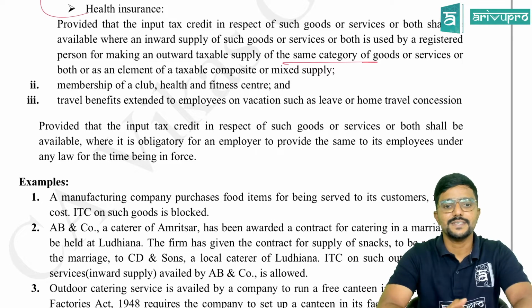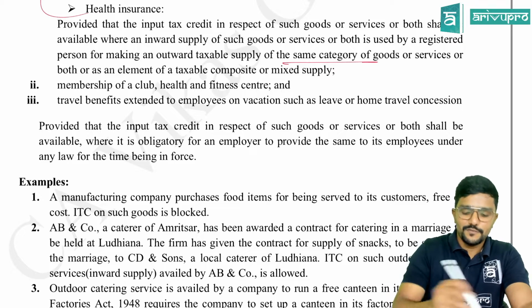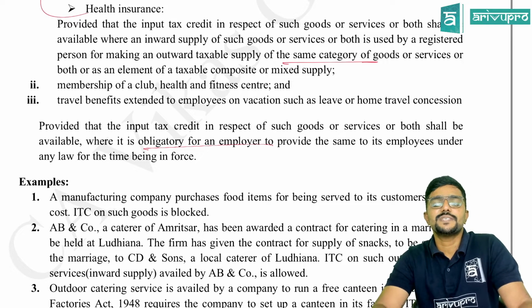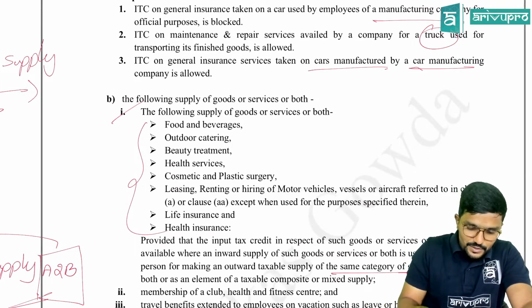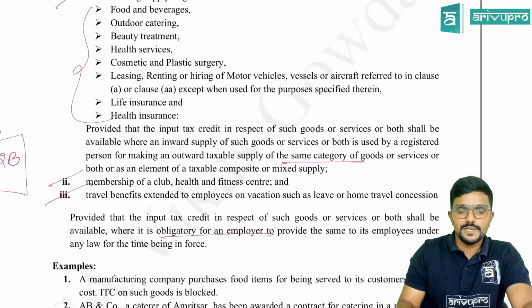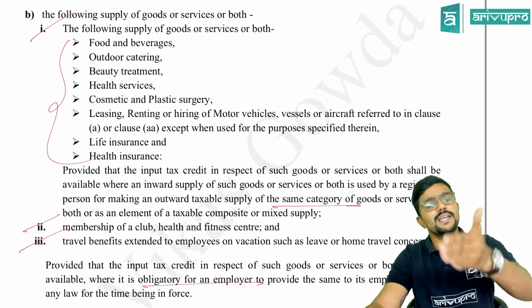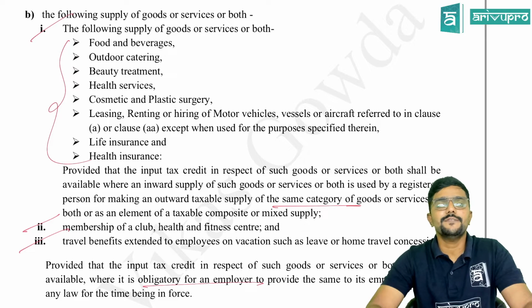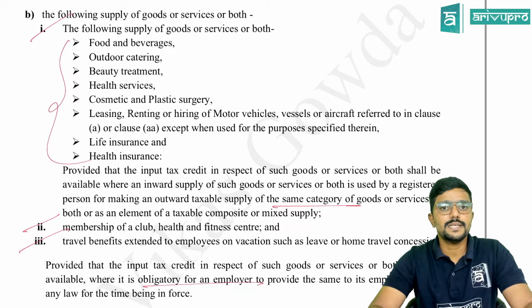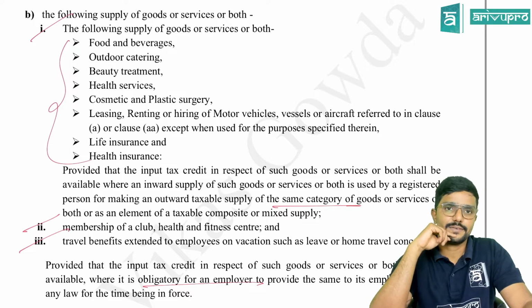But provided that input tax credit in respect of such goods or services or both shall be available where it is obligatory for the employer to provide the same to its employees under any law for the time being in force. Means whatever we have discussed from point 1, 2 and 3, if any of this is mandatory for the employer to provide it for the employee under any law, then employer can claim the ITC of it. For example, assume under a labor law, it is mandatory for every employer to give lunch to their employees in the afternoon. In that case, to purchase that lunch, whatever tax the employer has paid, they can claim the credit. That is what they are trying to tell.